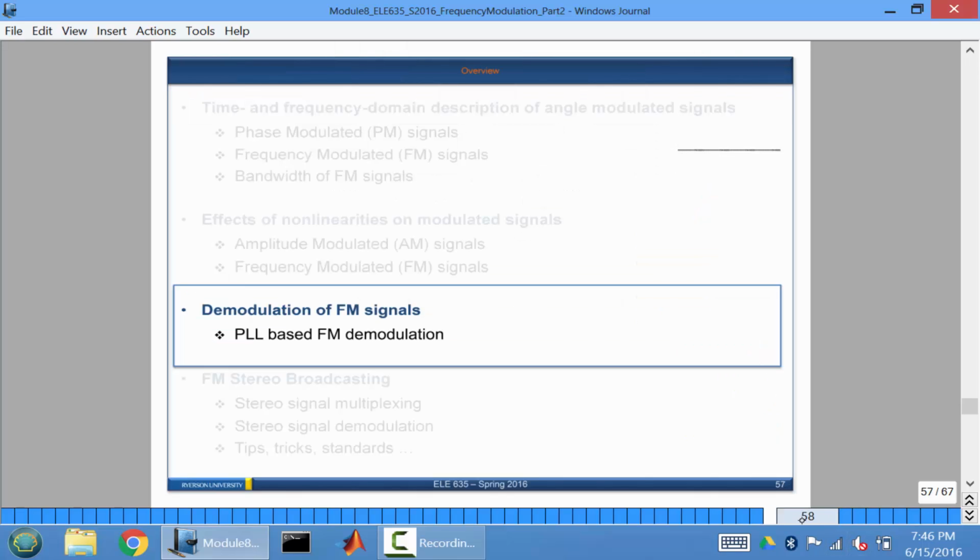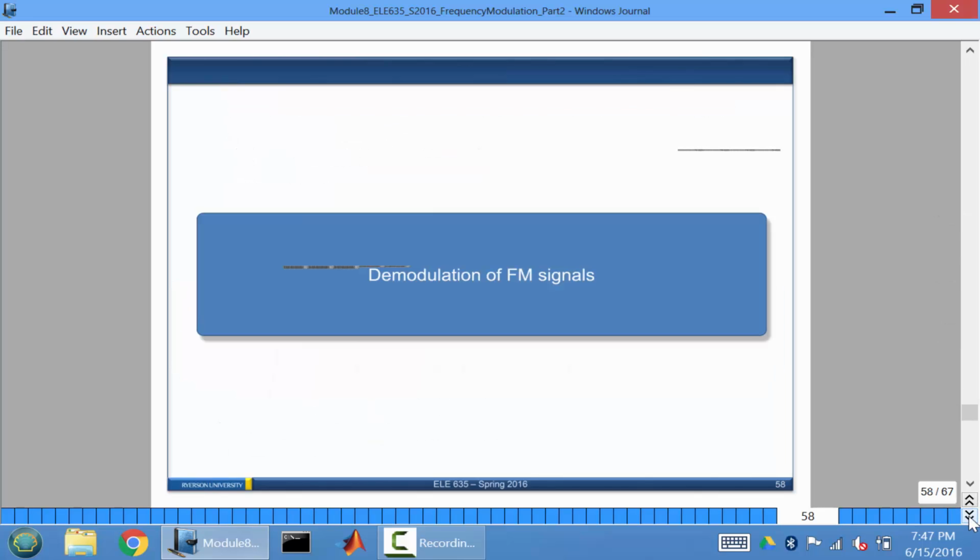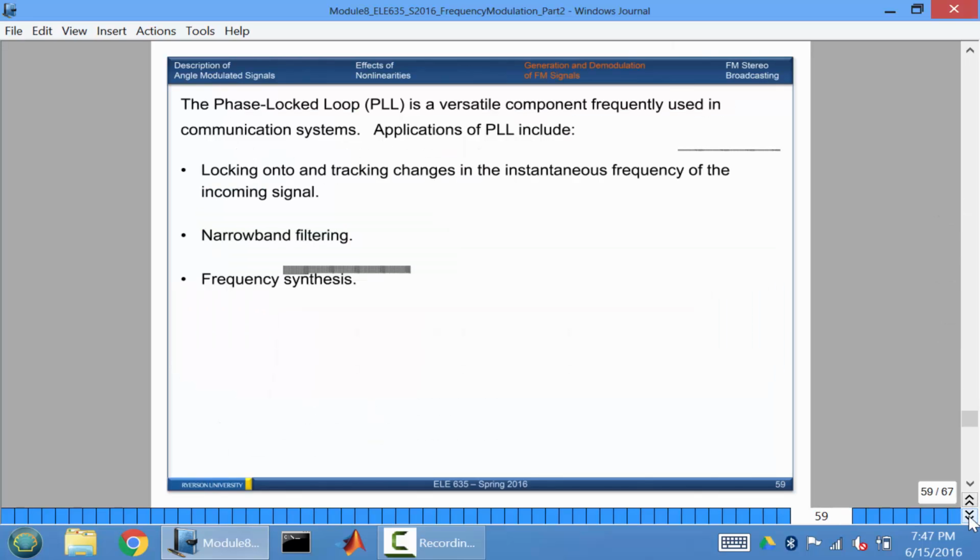Okay, so this is the last topic, and then we'll take a break. I'm going to do the tutorial. We're going to talk about how exactly you would demodulate FM signals. You can do this using a PLL, or phase lock loop. So how do we demodulate frequency modulated signals?